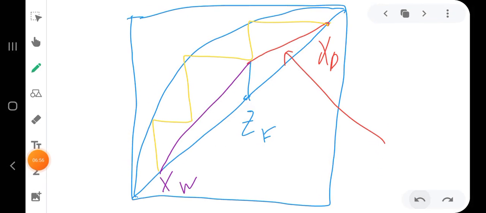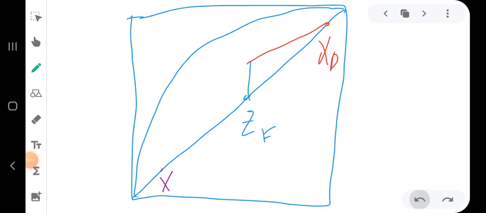Let me remove this. What we are going to do is move this line. It was like this. Let us move it up, in such a way that it becomes like this.